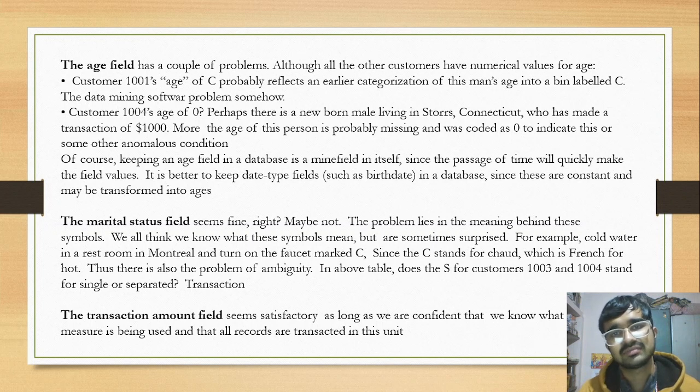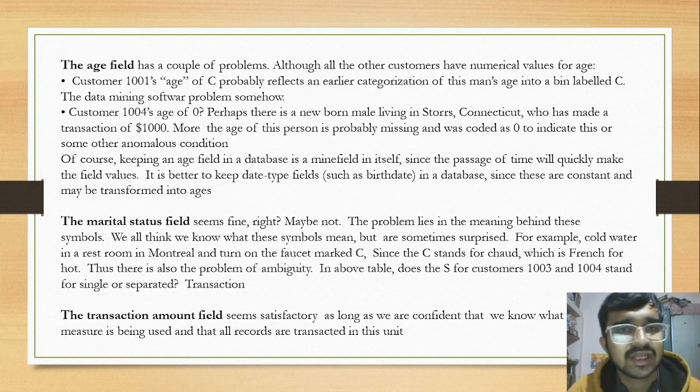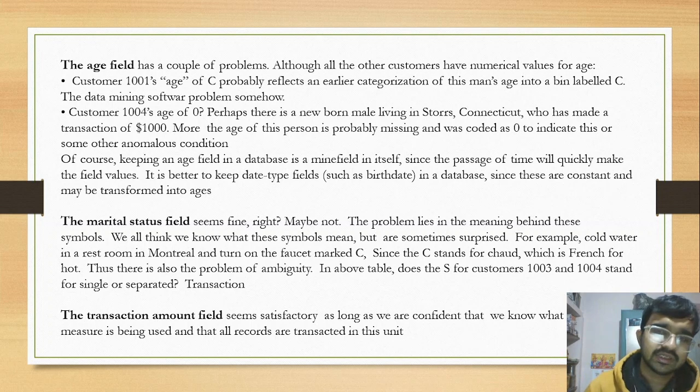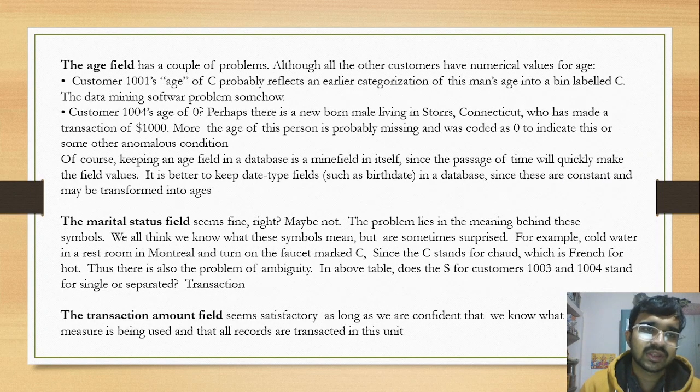Now next comes the transaction amount field. That seems satisfactory as long as we are confident that we know what unit of measure is being used and that all records are transacted in this unit. In this way, we have discussed all the fields, all the attributes of the given database, and we have discussed all the problems in this database. Now let's move forward to our next question.